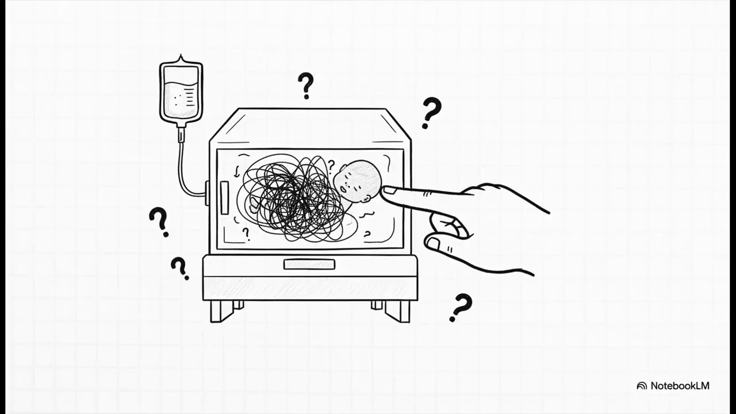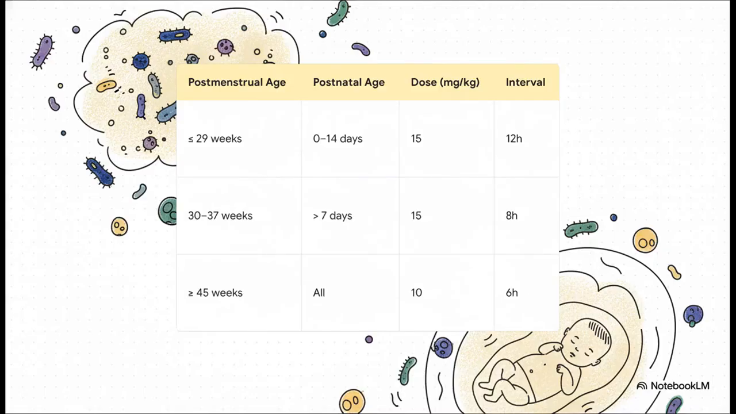Okay, so that's the adult picture. But now, let's take everything we've just talked about and shrink it down to a patient who weighs maybe 2 pounds. The complexity just explodes. Treating neonates is a whole different ballgame. It's a huge pharmacological puzzle, mostly because their tiny, developing bodies handle drugs in ways that are incredibly variable and unpredictable.